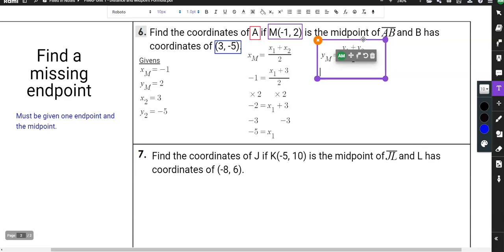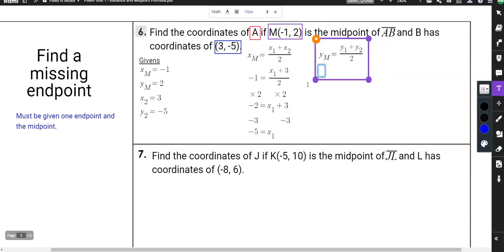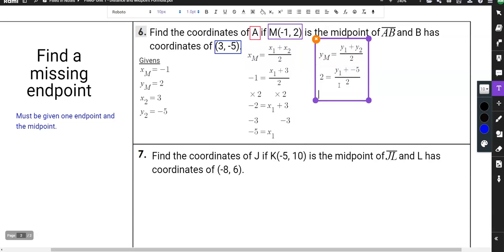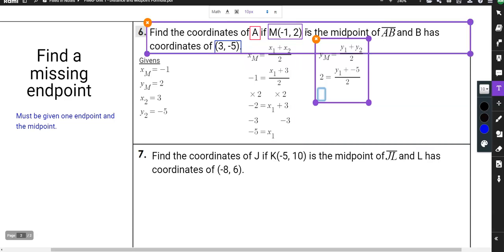And then we do our substitution. So we already know that the midpoint's y is 2. And then again, fraction bar first, y sub 2 plus, sorry, that's y sub 1 plus negative 5, which is going to be divided by 2. And again, our next step, we need to multiply both sides by 2.